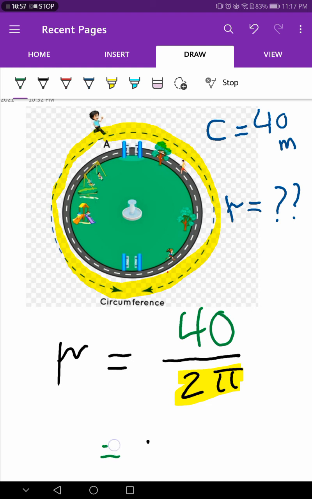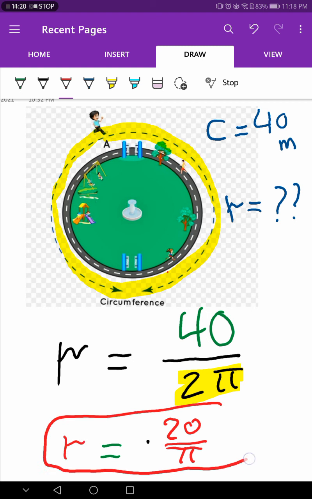And then I have to simplify. Yes. We have 40 over 2. 40 over 2, teacher, it looks like 40 divided by 2. Yes, 40 divided by 2 equals 20. So the radius equals 20 over pi. And don't miss the unit. Okay, it is meter.